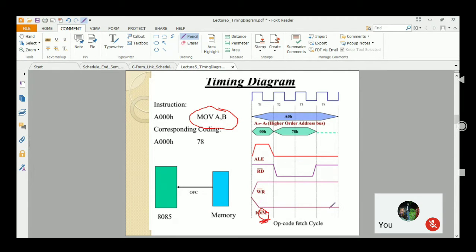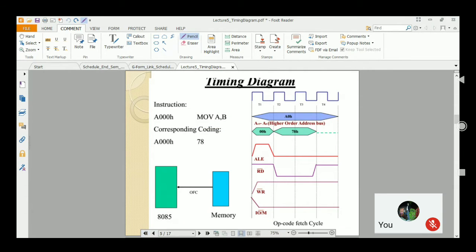That's why it is always low here. But for the WR bar, because there is no write operation, that's why it is always high. And here I'm going to generate this memory one, that's why it is going to be low here.